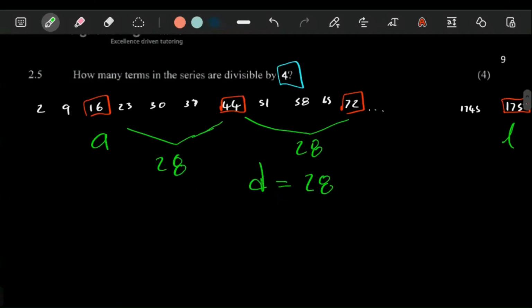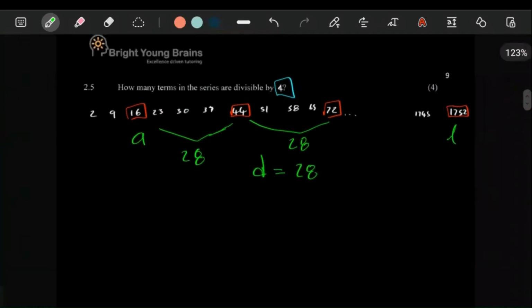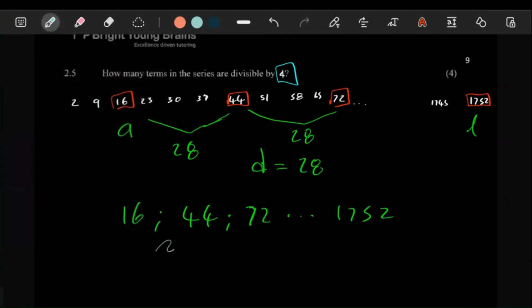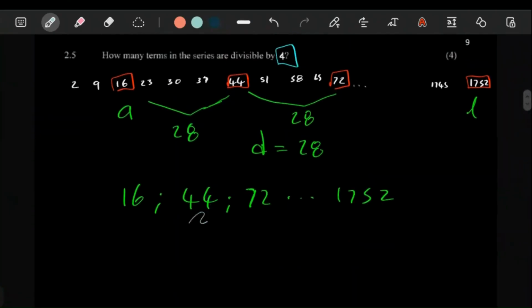So you have a new sequence where the common difference is 28. The first term is 16, the last term is 1752. So yeah, you have your sequence that looks something like this, going on and on and on, and then 1752 like that. So in this sequence, you need to work out how many terms are in this sequence, because the number of terms in this sequence will give you the number of terms that are divisible by 4 in the original one.